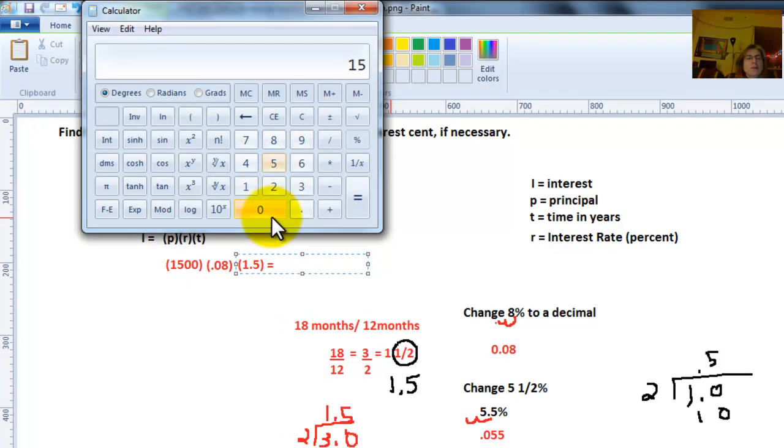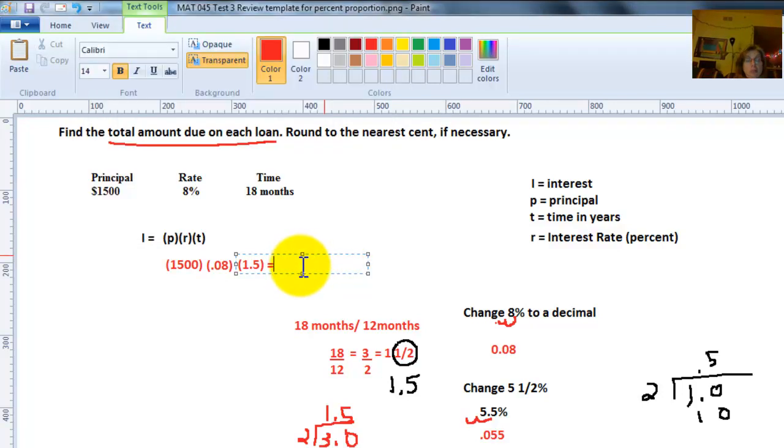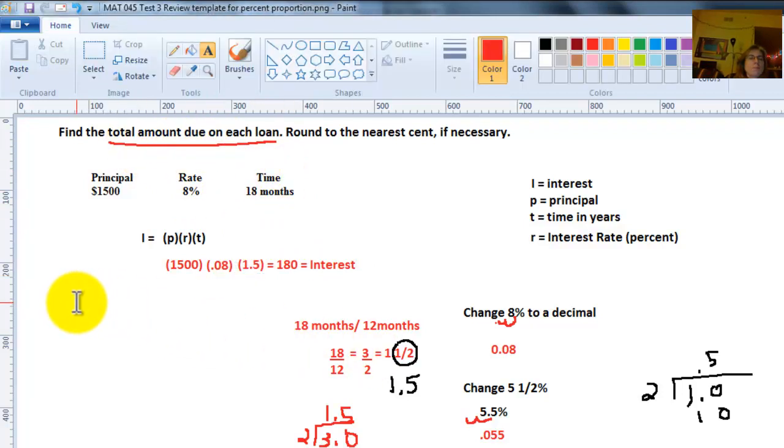So 1,500 times 0.08 times 1.5 equals 180. That's a nice even number. And that's the interest. Remember, we've just calculated interest. And that's only the interest that would accrue on this principal over 18 months at a rate of 8%. So the interest accrued is $180. So we take now to find the total amount due on the loan.